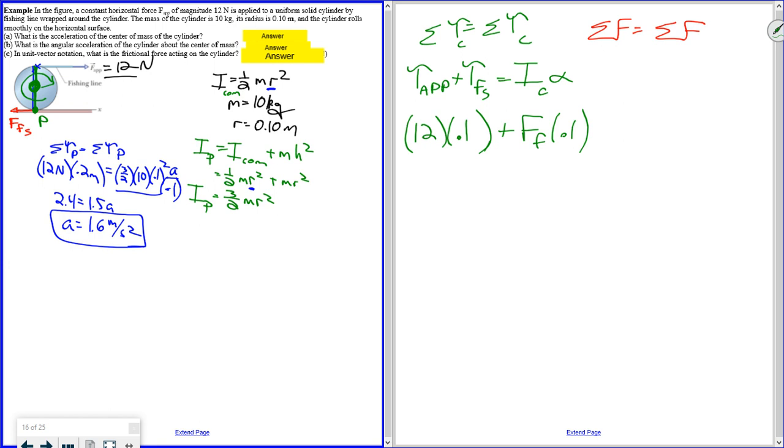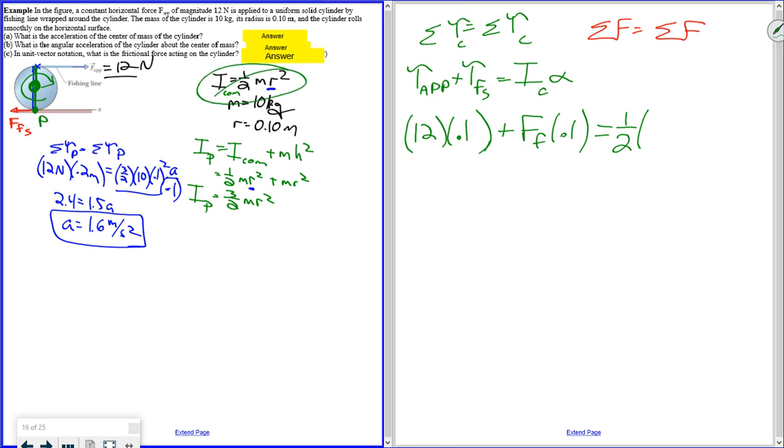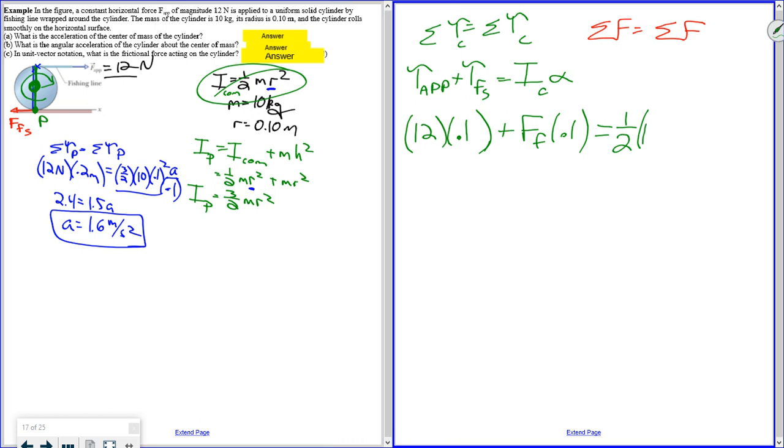That's my assumption. Equals I, which is 1/2 the mass. Notice it's 1/2 now, because it's about the center of mass. So times our mass times our radius squared times alpha, which is a over r.